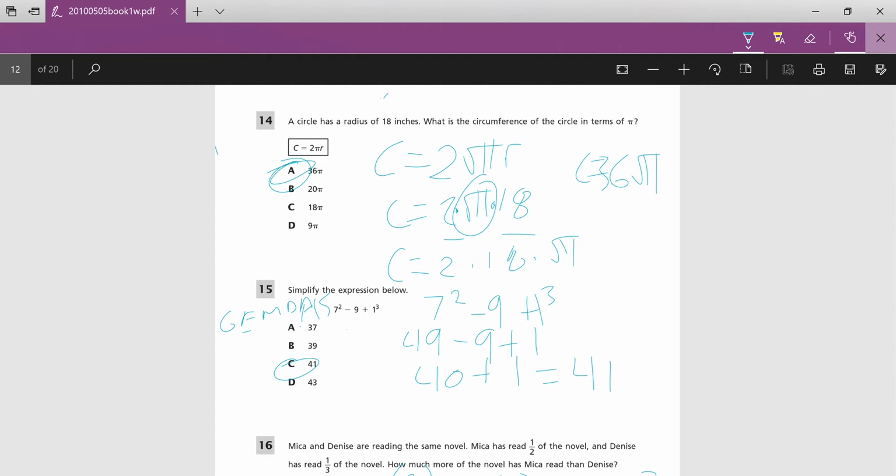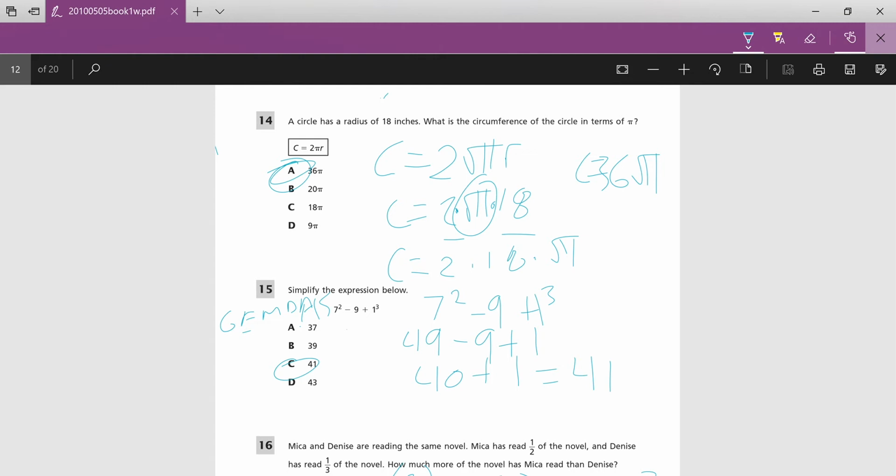Now when there's a variable or symbol in between two coefficients, or even next to a coefficient, we know that means multiplication. So because of the associative property of multiplication, we know that even if we switch up the placement of our numbers, we're still going to get the same answer. So we could do 2 times pi times 18, and we'd still get the same answer as 2 times 18 times pi, or 18 times 2 times pi, or 18 times pi times 2.